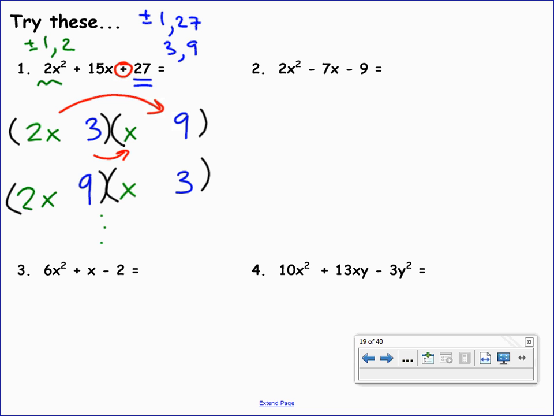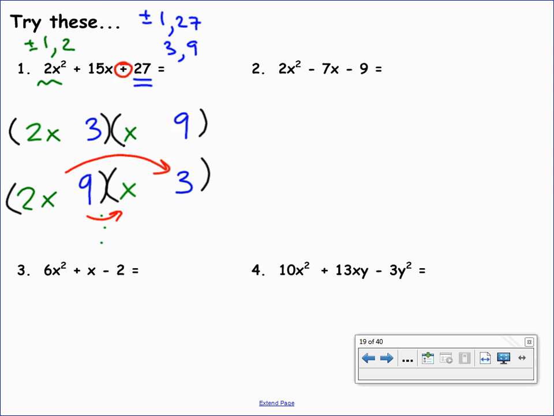Let's look at the second placement. In my second placement, I have 2x times 3. My outer product is 2x times 3, which is 6x. My inner product is 9 times x. That's 9x. Why is 6x and 9x the winning combination?